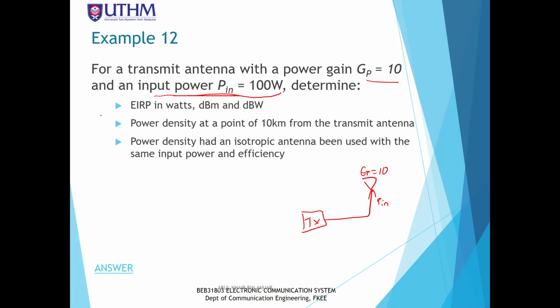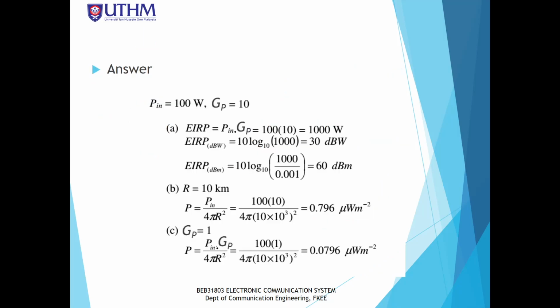Determine EIRP. EIRP is power multiplied with the gain. In this case, P input multiplied with power gain. So 10 times 100, we get 1000 watt. And then we convert into dBm and dBw. So you see the first question, EIRP is equal to P in multiplied with GP, so we get 1000 watt.